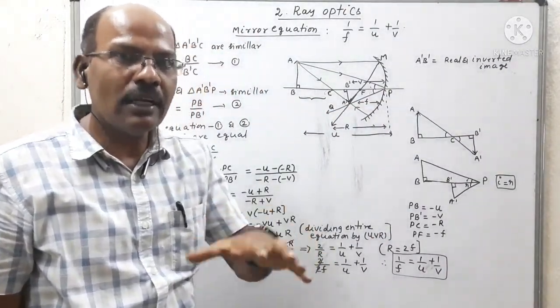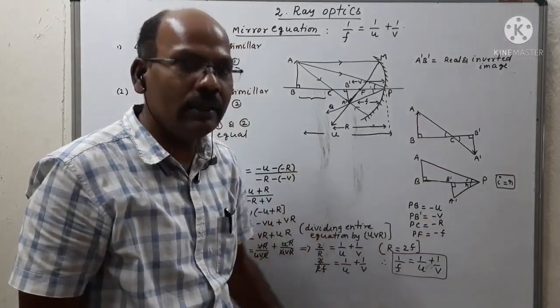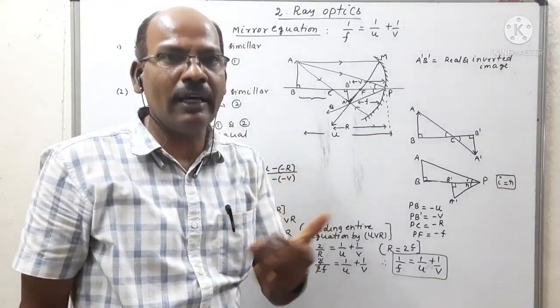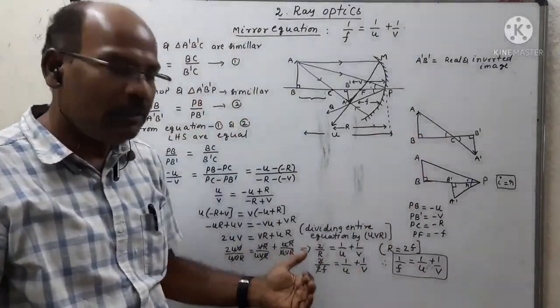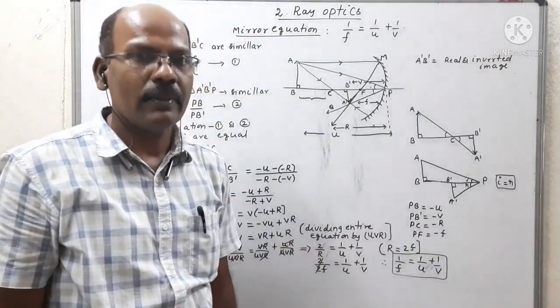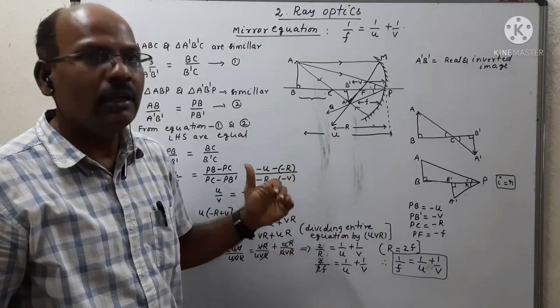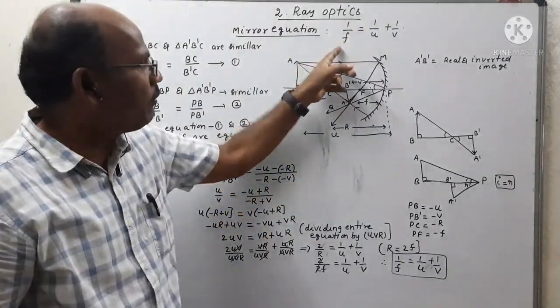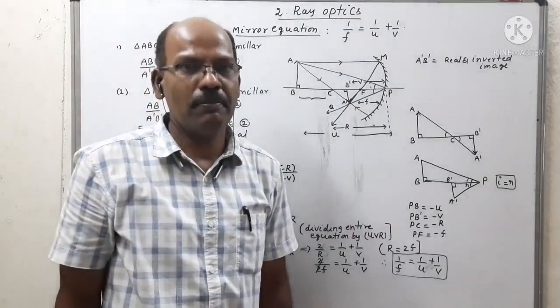So by applying the sign convention and the consideration of two similar triangles, we can derive the relation between focal length, object distance and image distance V. Clear? So this is the mirror equation. 1 by F is equal to 1 by U plus 1 by V.